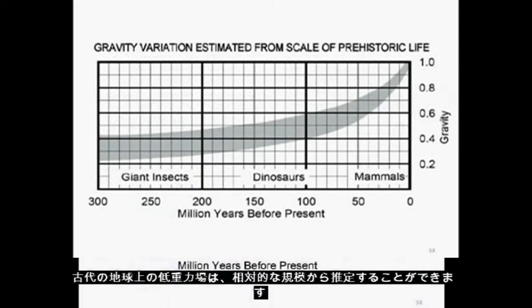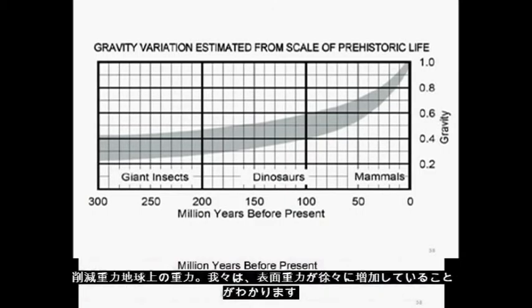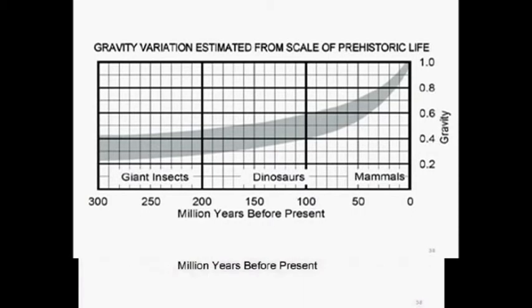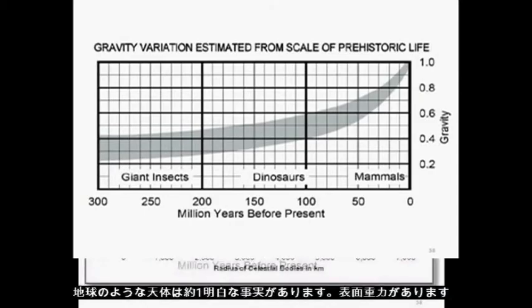The low gravitational field on the ancient Earth can be estimated from the relative scale of ancient life. This graph indicates the probable change in gravity on a reduced gravity Earth, based on ancient life. We can see that surface gravity has been slowly increasing over hundreds of millions of years. But why would the force of gravity have changed?